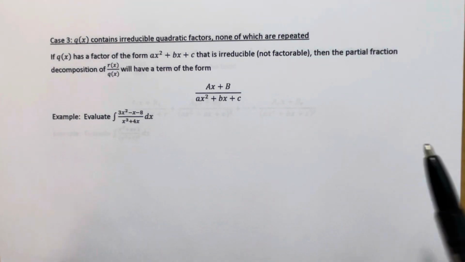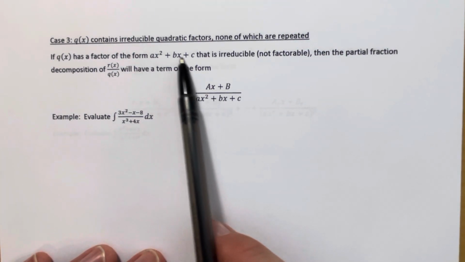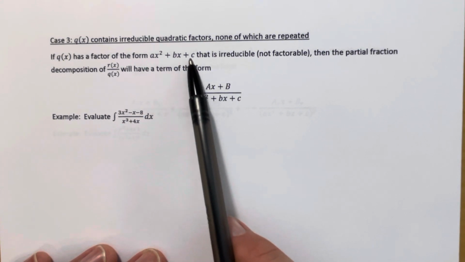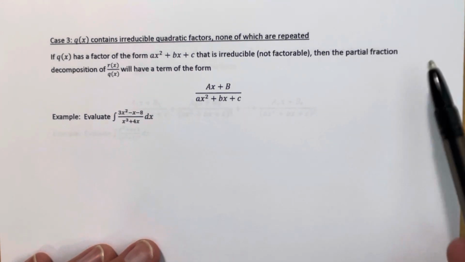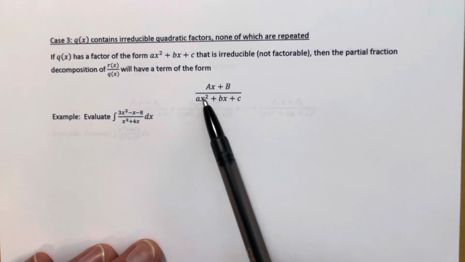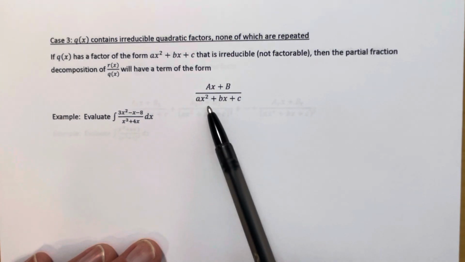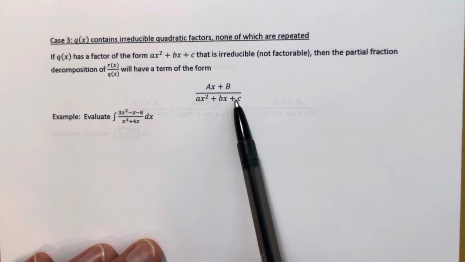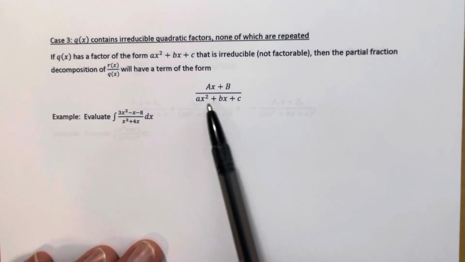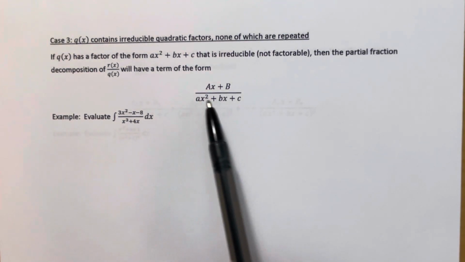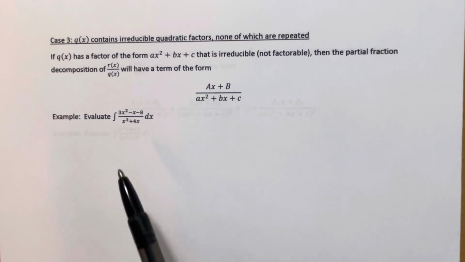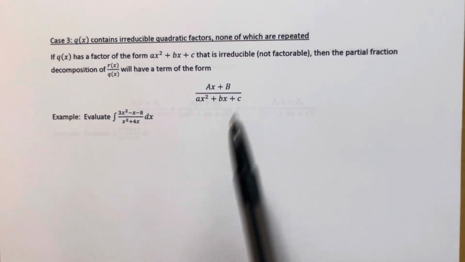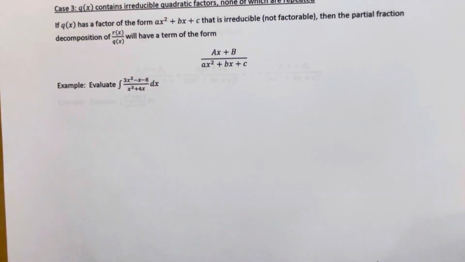Okay? If that happens, let's suppose that you have an irreducible factor, ax squared plus bx plus c, as one of your factors of Q, then that's going to produce in your partial fraction decomposition a term of this form. So notice there is that same quadratic factor showing up in my denominator. I cannot factor it down any more than that. And my numerator now, instead of just being a constant, is a linear polynomial, ax plus b. Okay? That's where this is different from the previous cases. So let's take a look at an example.